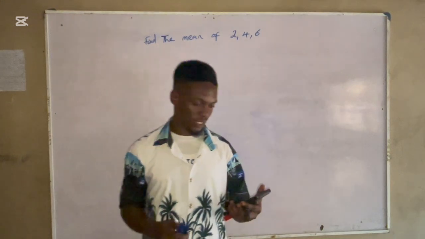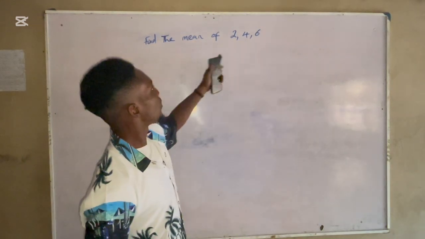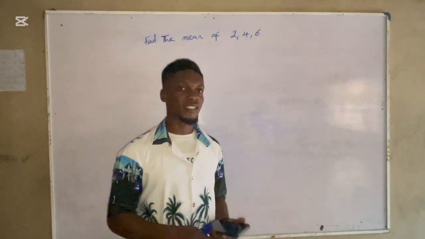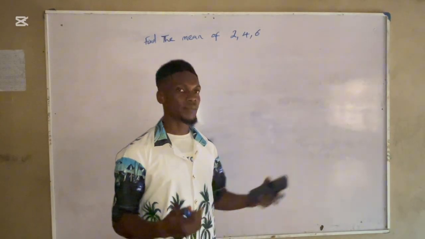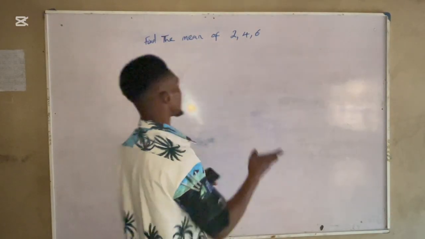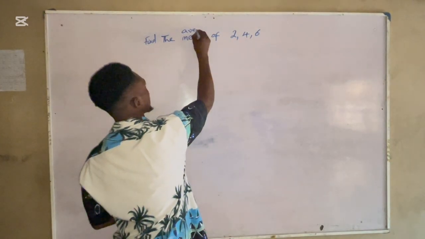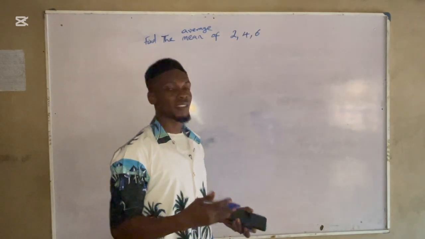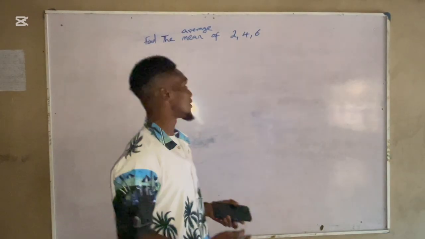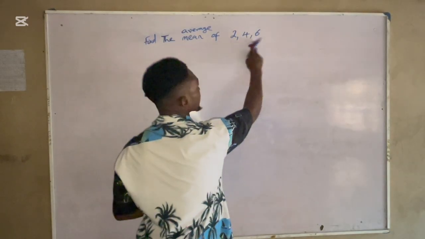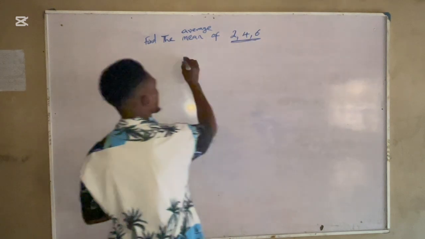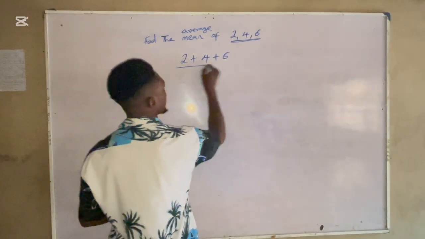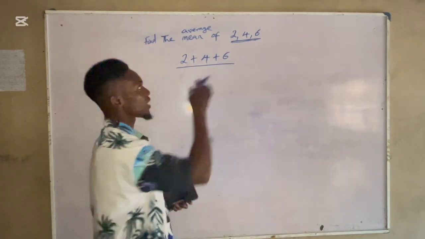The next question says, find the mean of 2, 4, and 6. Mean is the same as average. In some questions, they tell you find the mean of this set of numbers. In some questions, they tell you find the average. So anywhere you meet, it is the same thing. Average is the same as mean. And that is the way we calculate our results for our students. You have to add up the scores. These are the 3 scores we have here. 2 plus 4 plus 6. And you divide by the total number that we have.